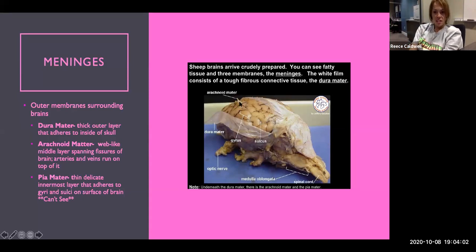So you can see there it kind of looks webby. Like if we had the brain, I would have y'all rub the top of it and this white kind of layer would come up. That would be the arachnoid mater. And then the pia mater is that thin, delicate innermost layer, and you cannot see it because it's so thin and delicate. And in the video we're going to watch of the brain dissection in the coming slides, she does say you can see it, but you can't, so just FYI.